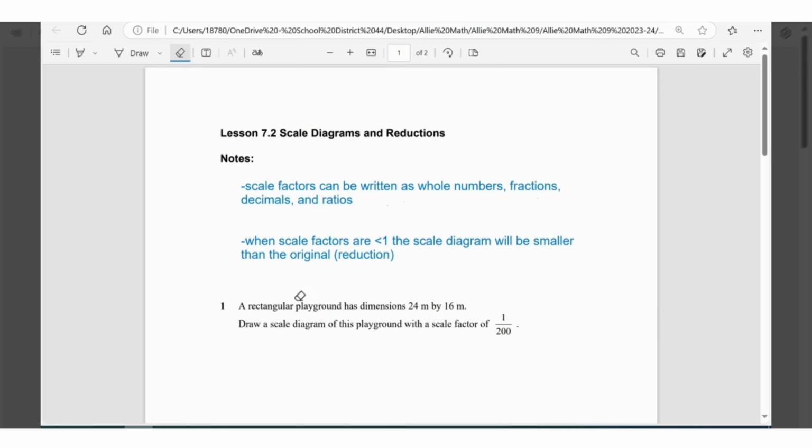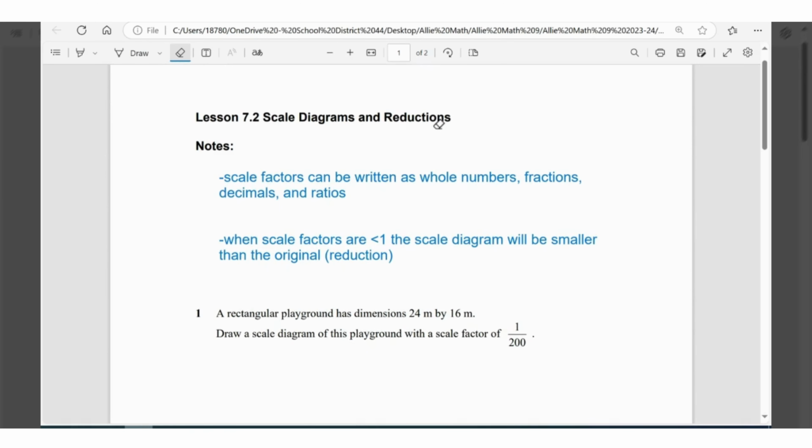Hello everybody, here we are, 7.2 scale diagrams and reductions. Previously we did 7.1 scale diagrams and enlargements. So this is kind of the reverse of that. I wrote out the notes for you so you don't have to read my printing.